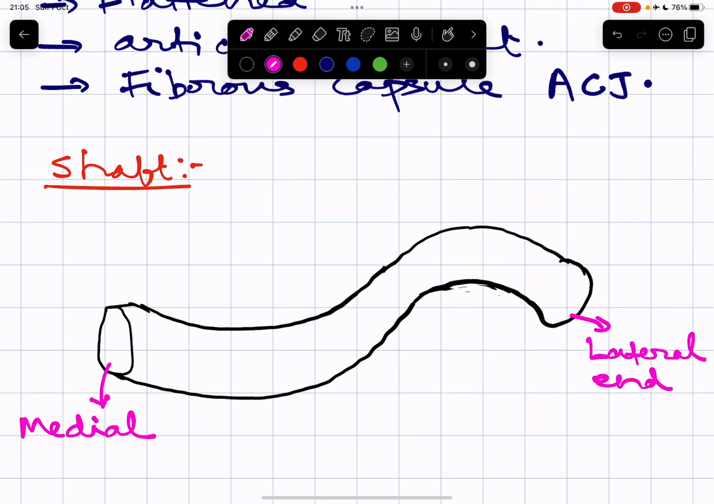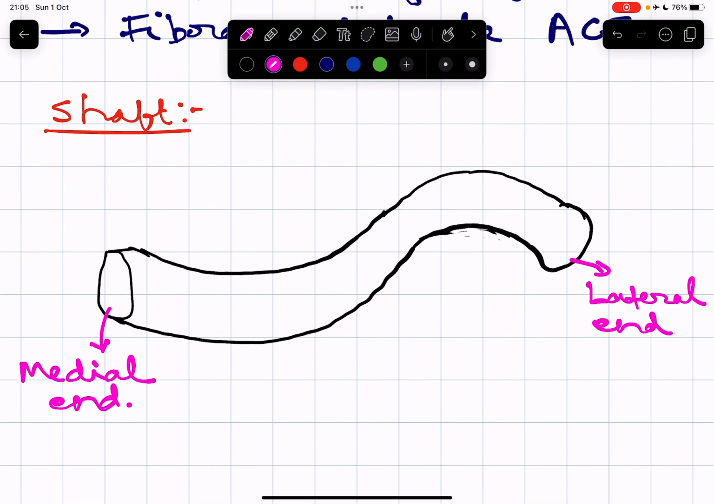Now the part between the ends is the shaft. This particular clavicle is of the left side. So how will you determine the side of the clavicle? I'll tell you that. When you look at the shaft, you can see there are two curvatures. Now we are going to divide the shaft into two parts.